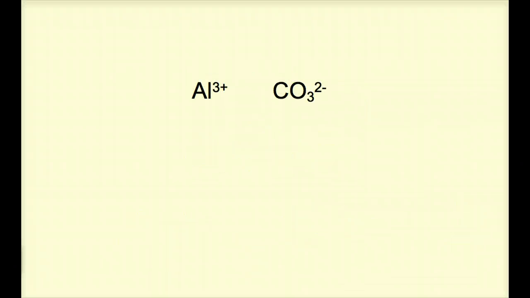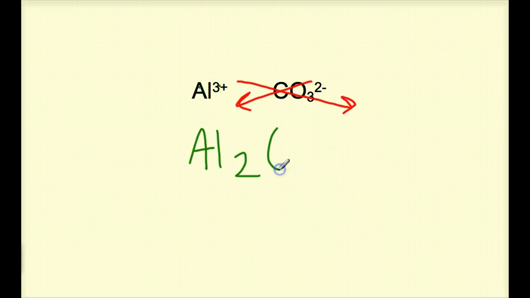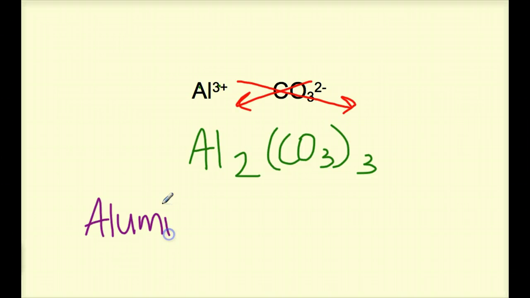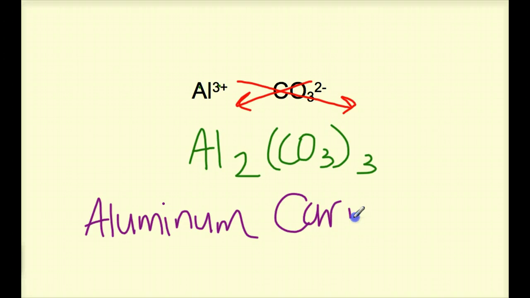If I crisscross, this 3+ is going to go down here, and this 2- is going to go down here. This is a monatomic ion, so I just have Al2, and I get rid of that negative sign. I have CO3, and you notice I have to bring that 3 down. So what I'm going to do is put my CO3 in parentheses, and then bring this 3 down right here. And if I name this, this is aluminum, and it's carbonate again.